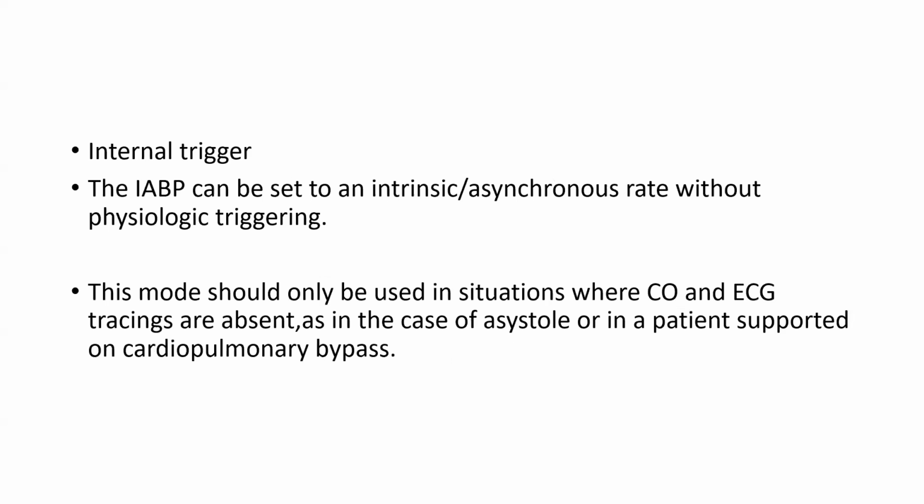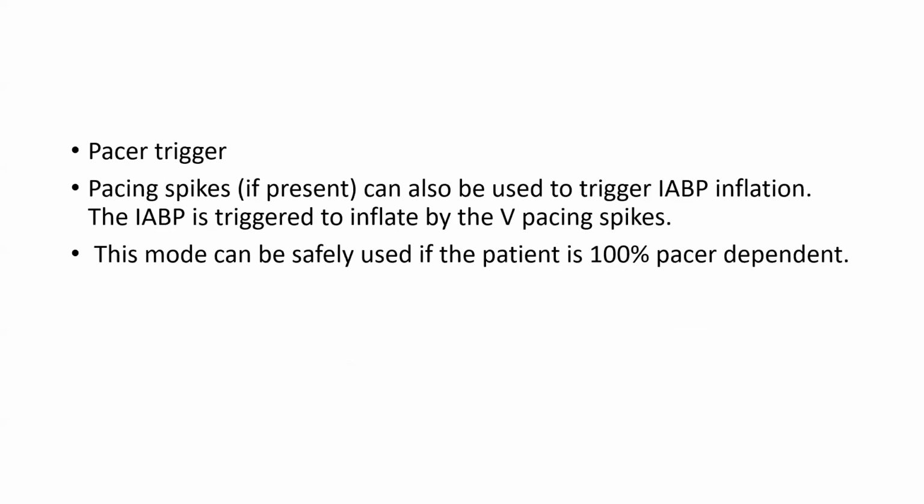Regarding internal trigger, the IABP can be set to an intrinsic and asynchronous rate without a physiological trigger. This mode should only be used in situations where cardiac output and ECG tracing are absent, as in cases of asystole, or in patients supported on cardiopulmonary bypass. Pacer trigger: a pacing spike can also be used to trigger IABP inflation. The IABP is triggered to inflate by the V pacing spike. This mode can be safely used if the patient is 100% pacer dependent.